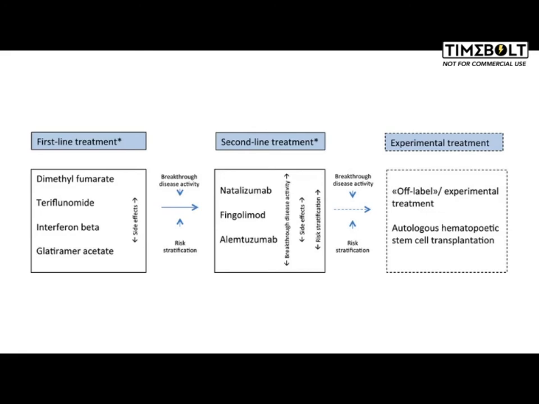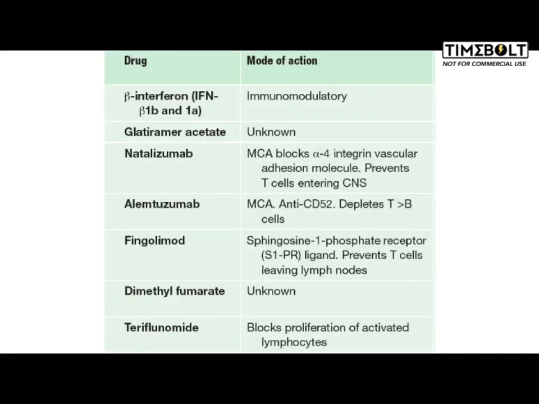If the patient does not respond to second line, then we go to experimental drugs. The drugs which I enumerated in the previous slides are in this slide. The mode of action of those drugs: beta interferon is immunomodulatory. The mechanism of action of glatiramer acetate is, while natalizumab and alemtuzumab are monoclonal antibodies, which suppress white blood cells.